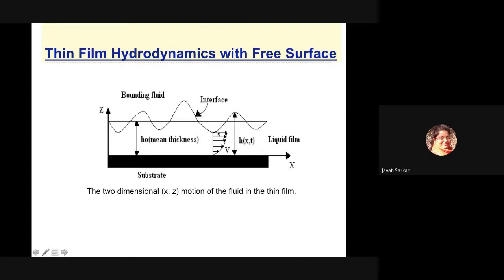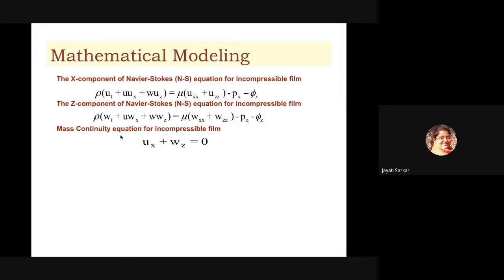In this film, if the thickness is less than 100 nanometer, so this may be the initial thickness of the film, or it can happen that because of certain disturbances the local thickness actually gets down to this thickness. And when it is less than 100 nanometer, there are excess intermolecular interactions that come into play, because of which this film tries to be attracted towards the substrate.